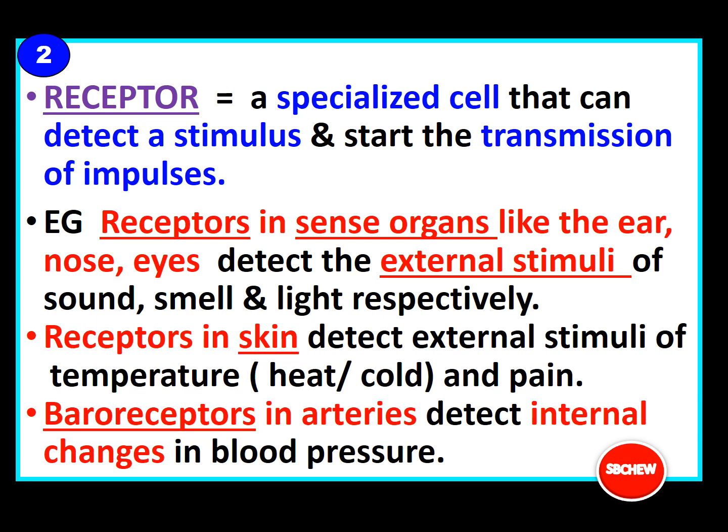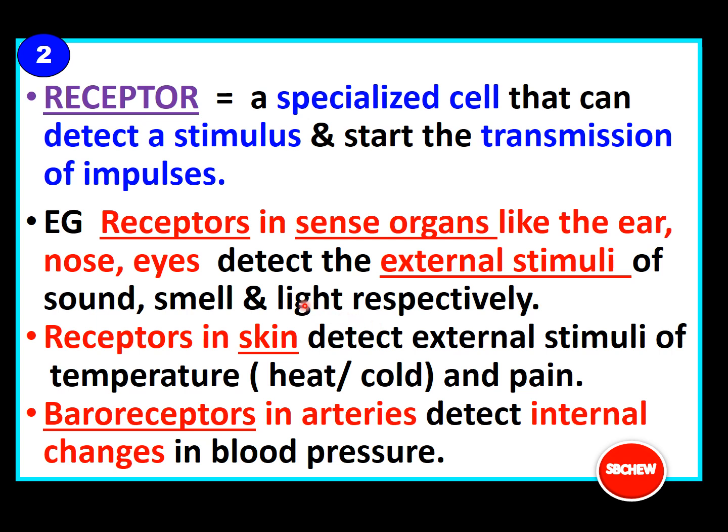The second term that we are discussing now is receptor. A receptor is a specialized cell that can detect a stimulus and start the transmission of nerve impulses. So receptors are found in the sensory organs or the sense organs like the ear, nose, eyes, and also the tongue in the mouth, the tongue and the skin to detect external stimuli. For example, the ear will detect the stimulus of sound, the nose will detect the stimulus of smell, and the eyes will detect the stimulus of light.